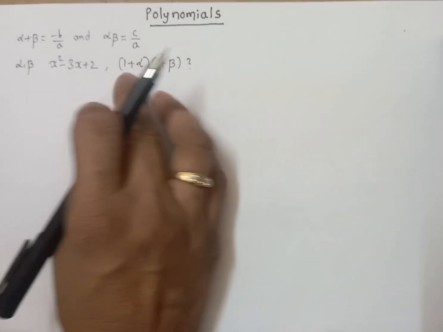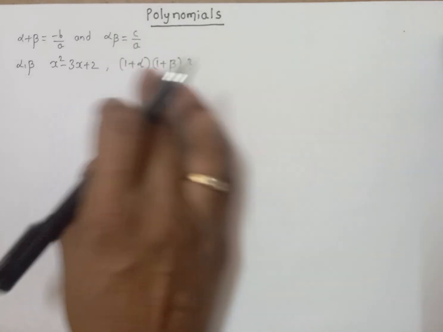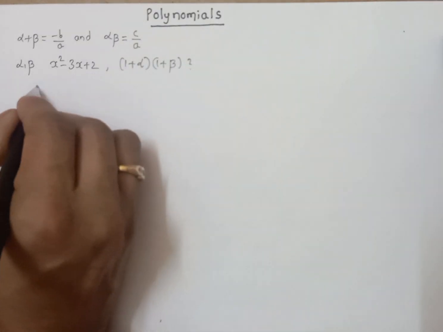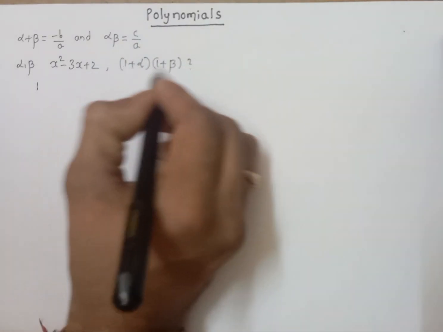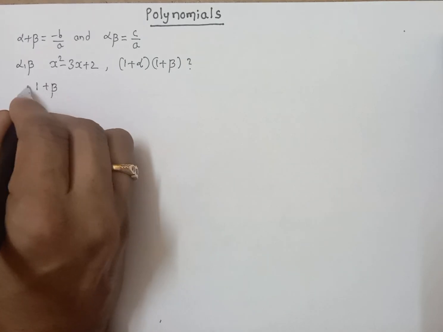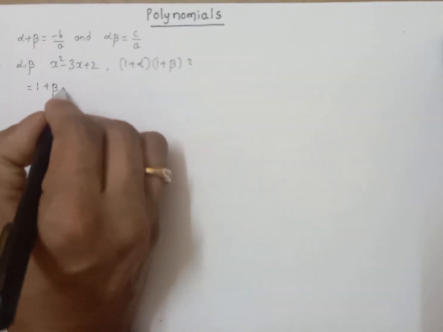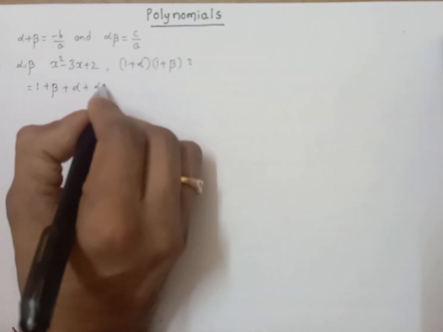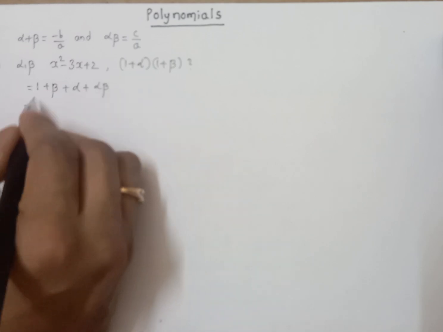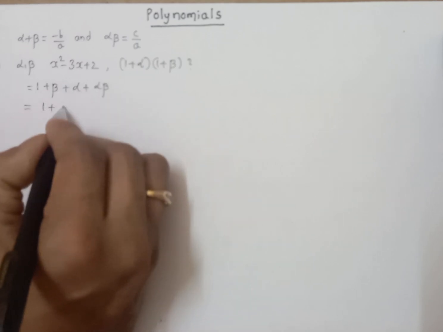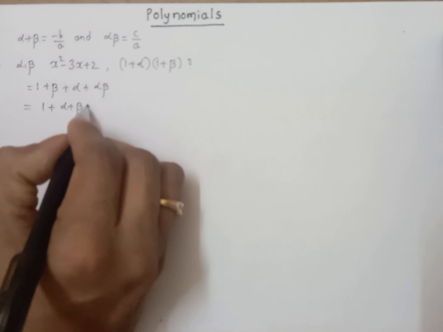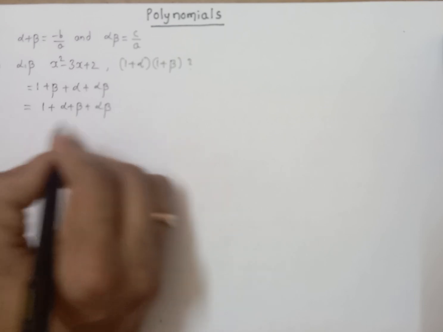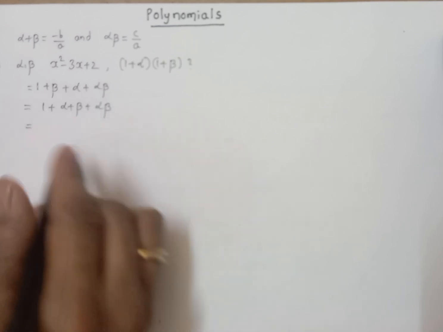See, let us multiply these two first. If I do the multiplication, 1 into 1 we get 1, and 1 into beta we get beta, and alpha into 1 is alpha, plus alpha into beta. So let us write 1 as it is, beta plus alpha I'm writing as alpha plus beta, and finally alpha into beta. We know these relations.